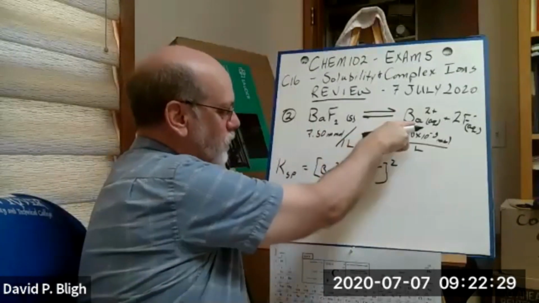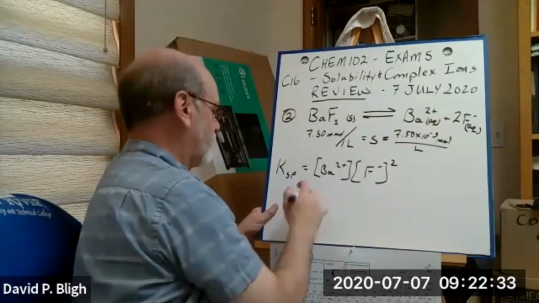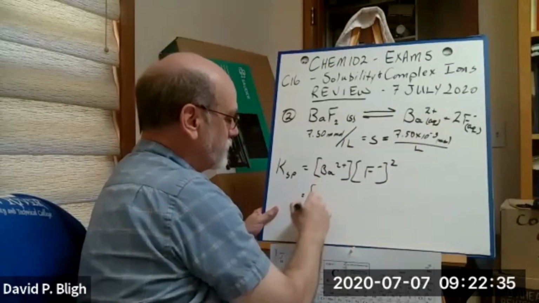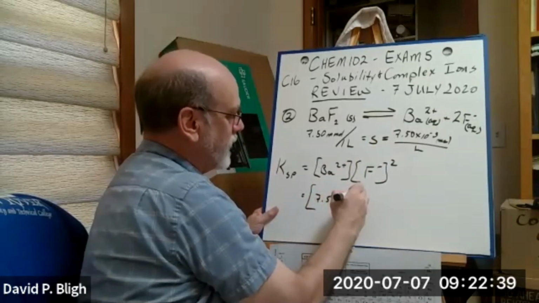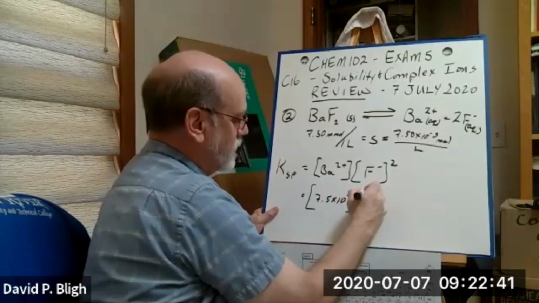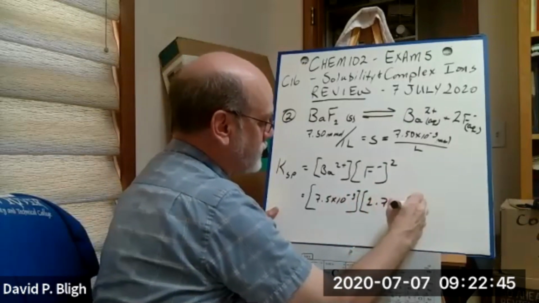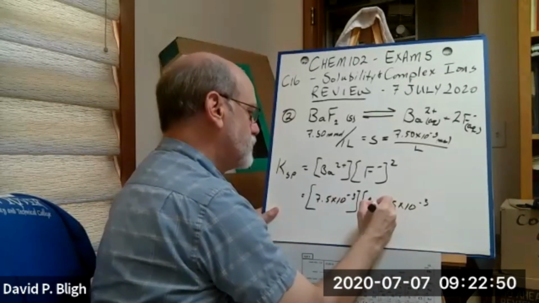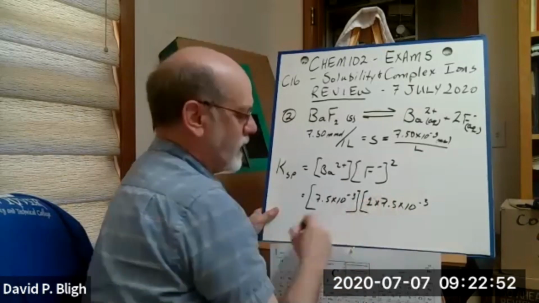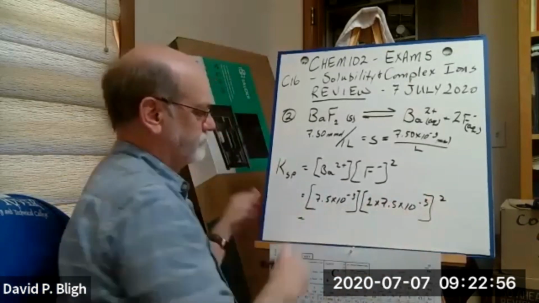So we need one S in here and two S's in here. So we would just calculate 7.5 times 10 to the minus third and 2 times 7.5 times 10 to the minus third, 2 times, squared. Okay?